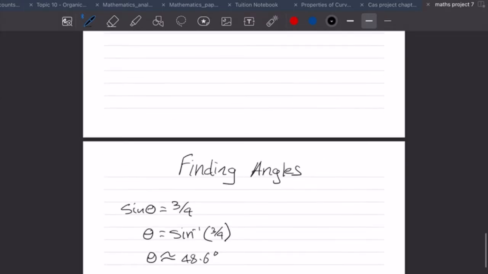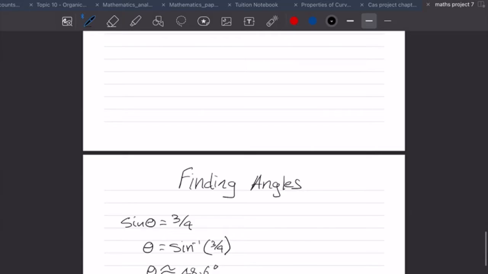Using the concept above, we can also find angles. This one is a bit more complicated, but it's quite simple at the same time once you understand. Here I've given a quick example. We have sine theta, and we know that equals 3 over 4. Sine is opposite over hypotenuse, so 3 is the opposite side and 4 is the hypotenuse.